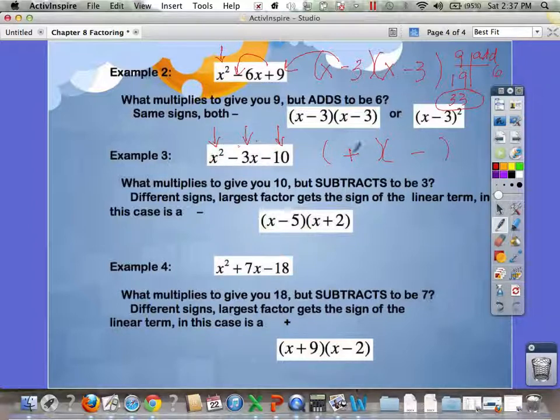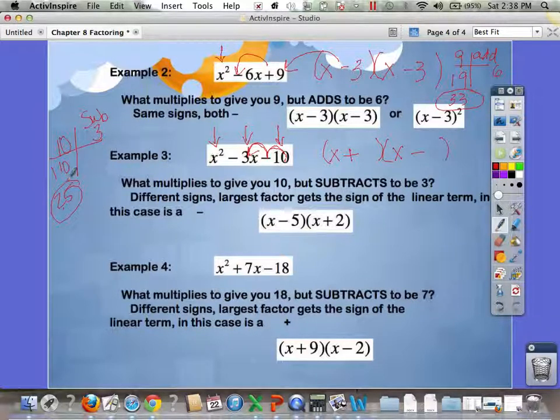Split up your x squared. X and x. Then we're going to make our little table and we're going to say factors of 10, or things that multiply to give you 10. That's subtract this time, because there's a subtraction there. Subtract to be 3. What multiplies to give you 10, but subtracts to give you 3. All right, so 1 and 10 multiply to give you 10, 2 and 5. Which one subtracts to give you 3?